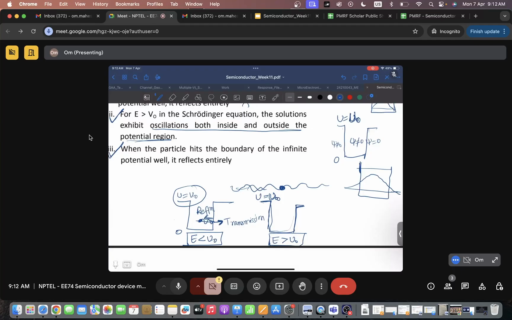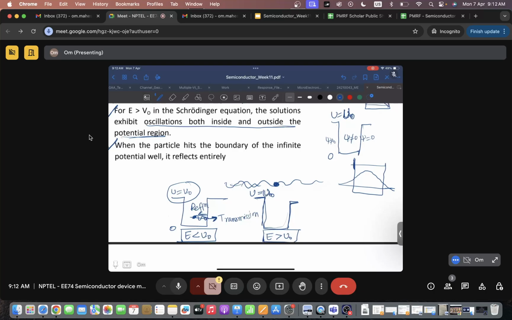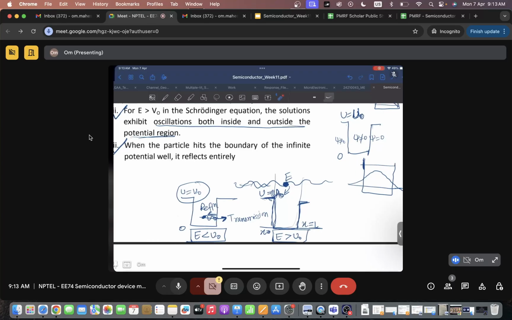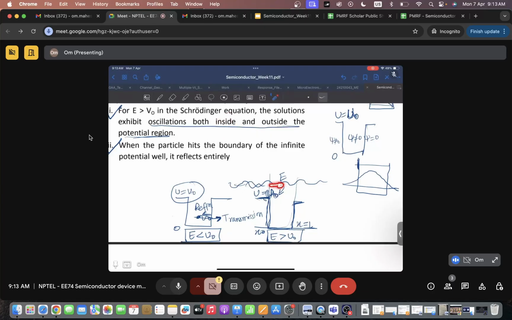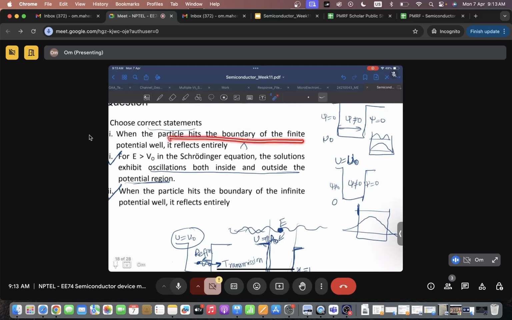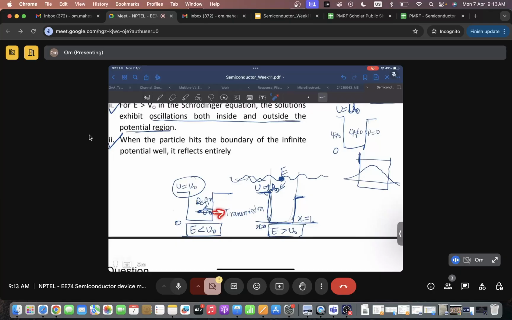Okay, so yes, it is kind of outside the potential, right? Let's say we are defining the potential in terms of x here, x equals 0, x equals L. Its position might still lie between x equals 0 and L, but since its energy E is more than this U0, it does not matter to it. That is what the question says: oscillation both inside and outside. Inside here means it can still be between x equals 0 and L, or outside this region. It will have the same behavior. The first option was that when the particle hits the boundary of the finite potential well, it reflects entirely. So it does not reflect entirely, yeah, there will be transmission also.